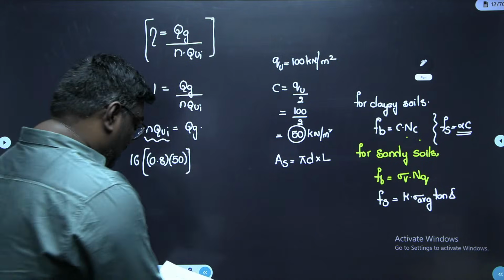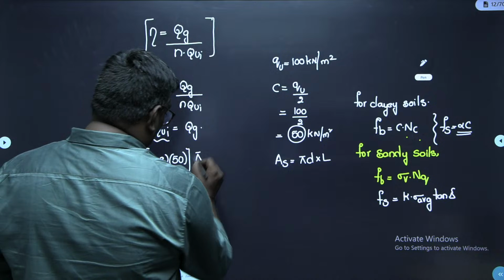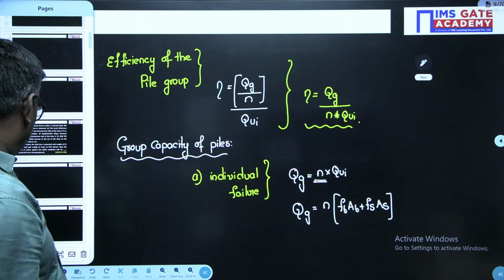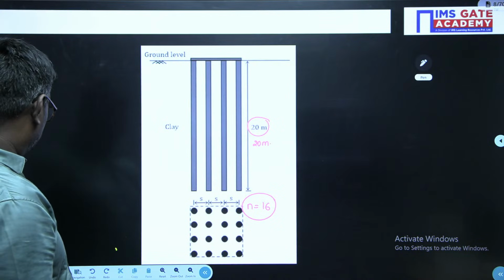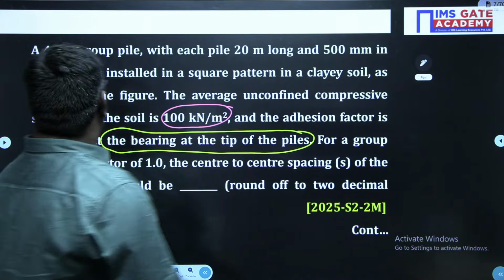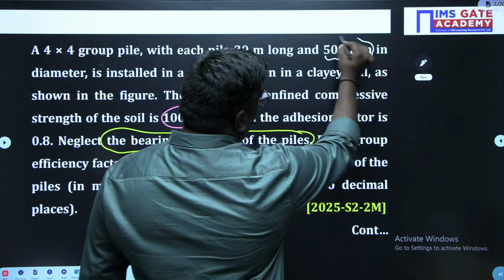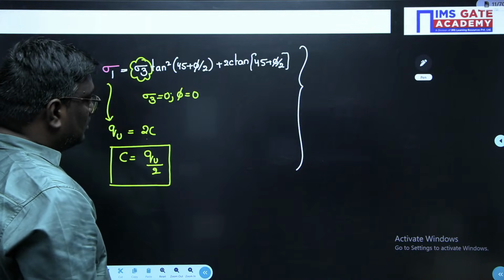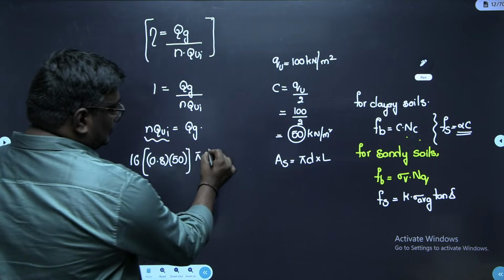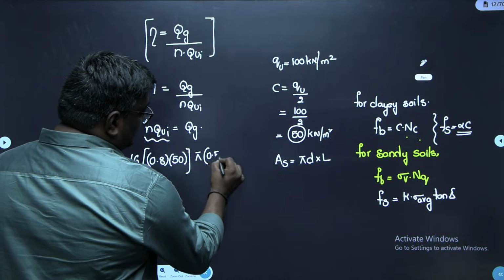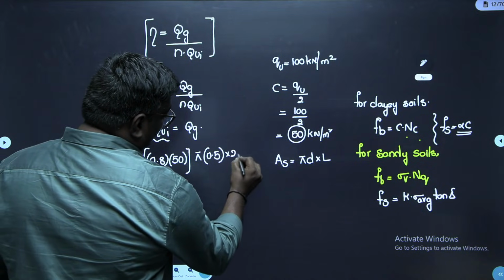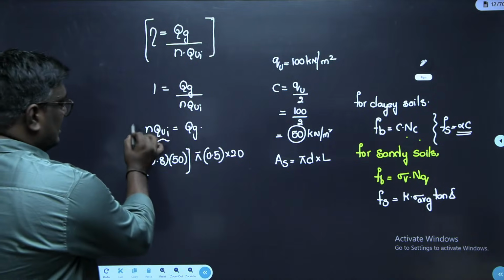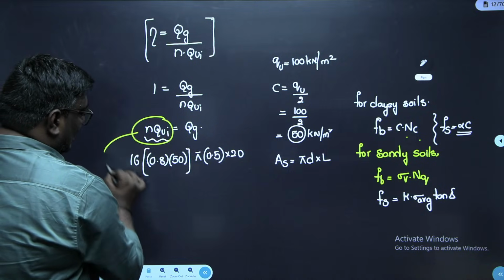So what is the dia of the pile they have given, sir? I think it is given as 500 mm. Let me see. One second, student. The dia of the pile is given as 500 mm. So dia should be taken as 0.5 meter, and length of the pile is given as 20 meter. So whatever value I have calculated here is nothing but N QUI.